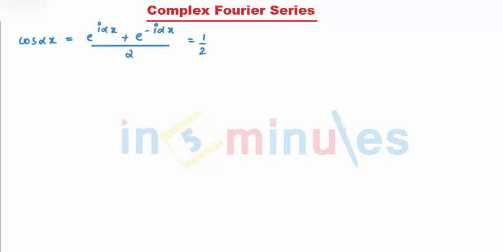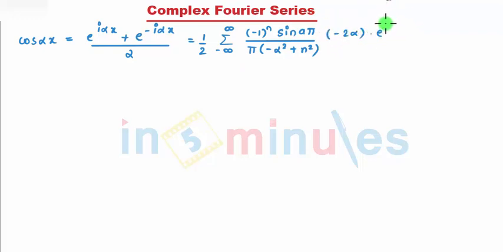So let's write now. I was saying, the terms which are common, let's write summation from minus infinity to infinity, minus 1 raised to n, sine alpha pi, whole divided by pi into minus alpha square plus n square, and here minus 2 alpha e raised to i nx. So now I can easily cancel out this 2 and this 2.